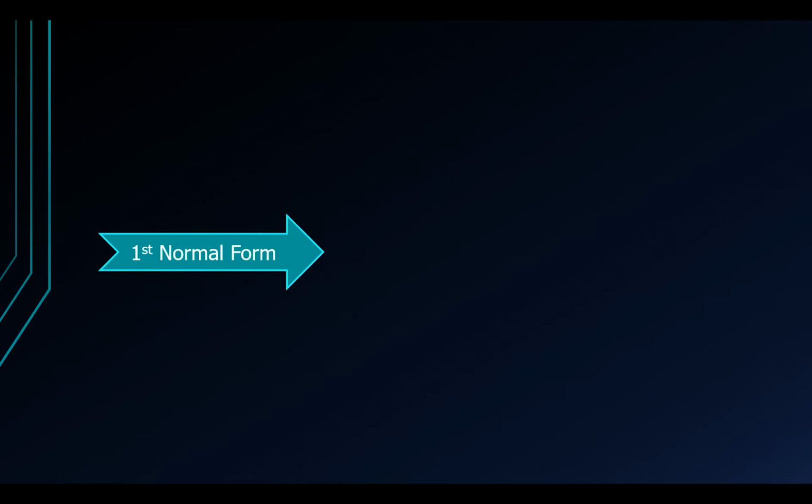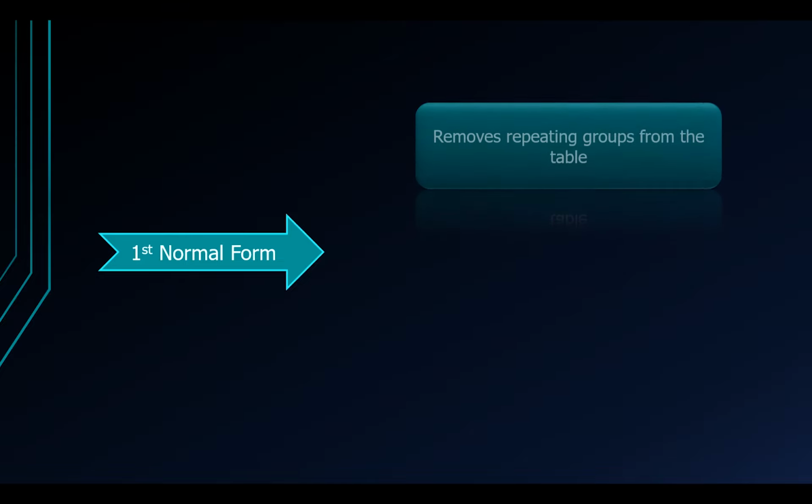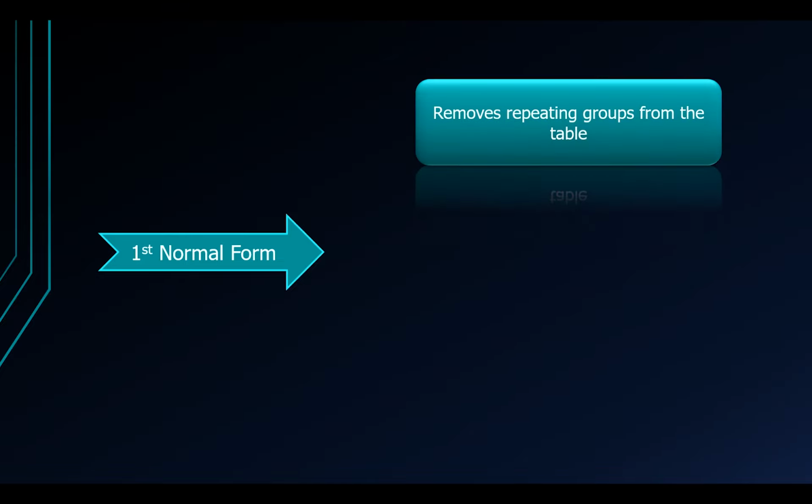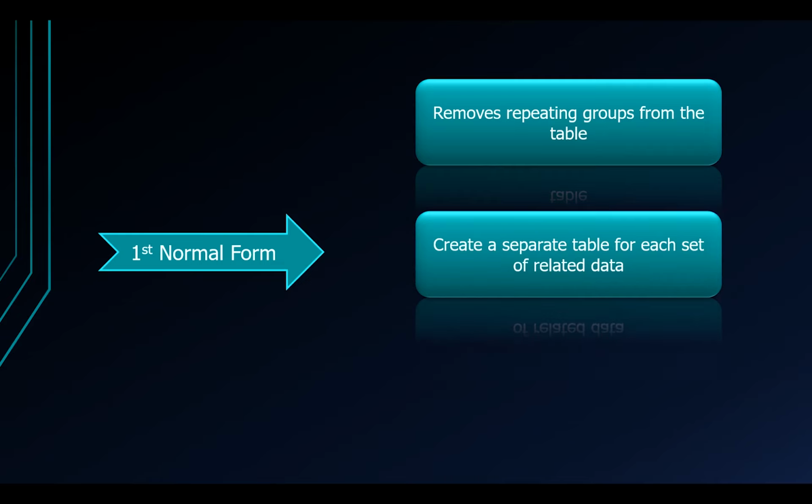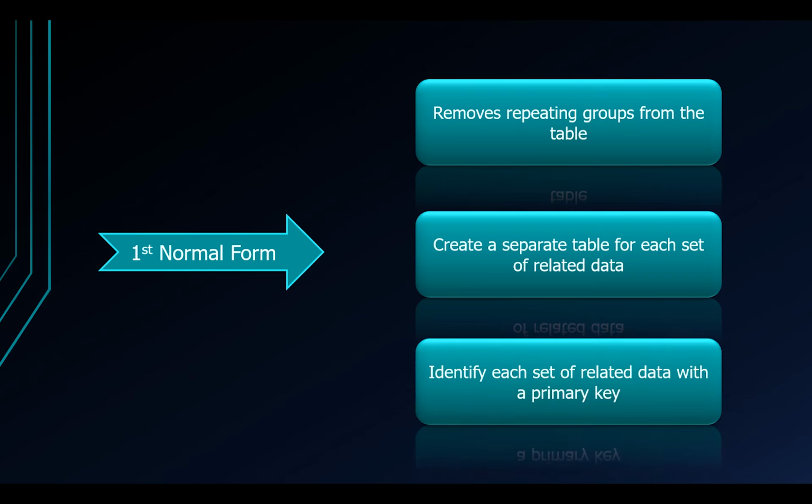In the first normal form, we tackle the problem of atomicity. Here, atomicity means values in the table should not be further divided. In simple terms, a single cell cannot hold multiple values. The following functions will be performed in the first normal form. The first one is it removes repeating groups from the table. The second one is create a separate table for each set of related data. And the third one is identify each set of related data with a primary key.